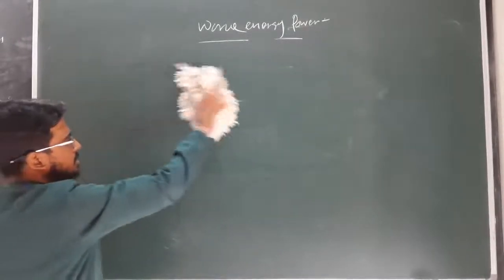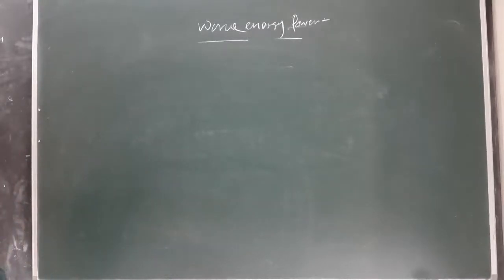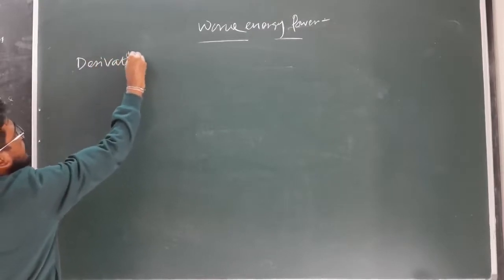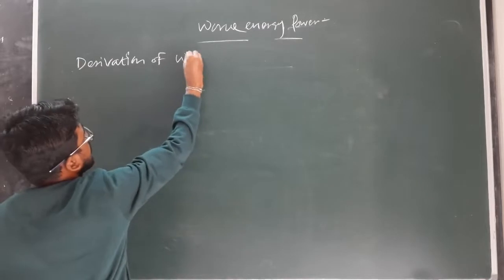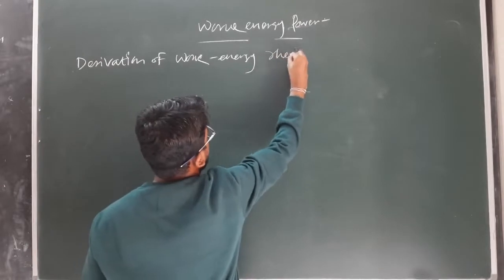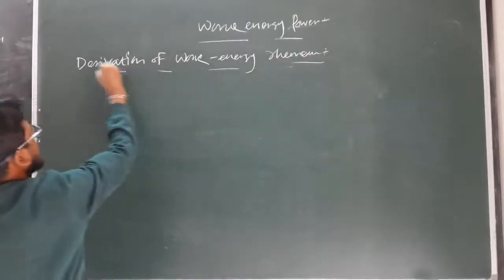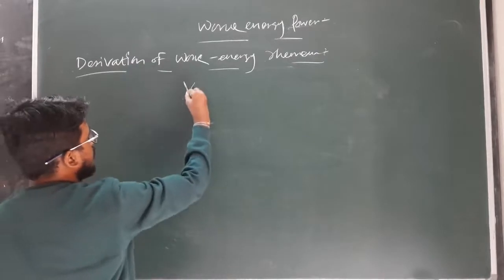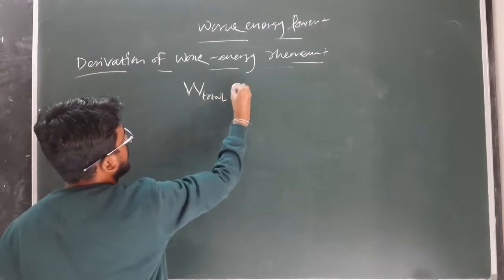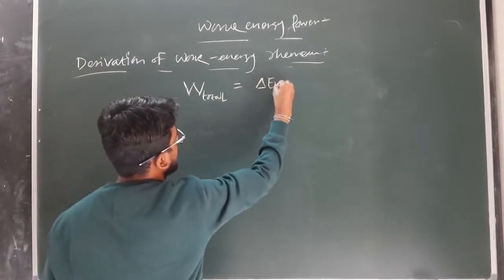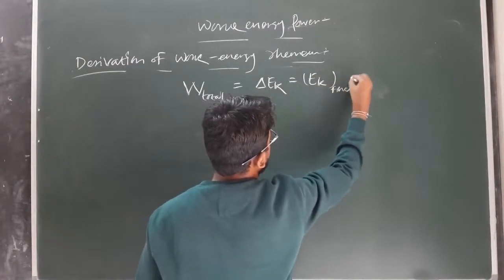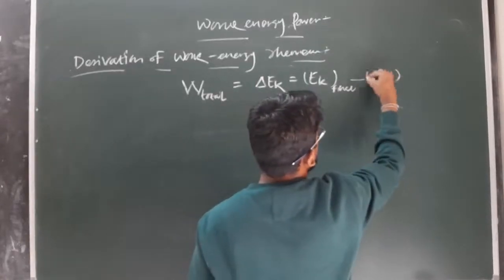So now let us discuss how to derive the work energy theorem. Derivation of the work energy theorem. What is the work energy theorem? The total work done equals the net change in kinetic energy, or this can be written as kinetic energy final minus kinetic energy initial.